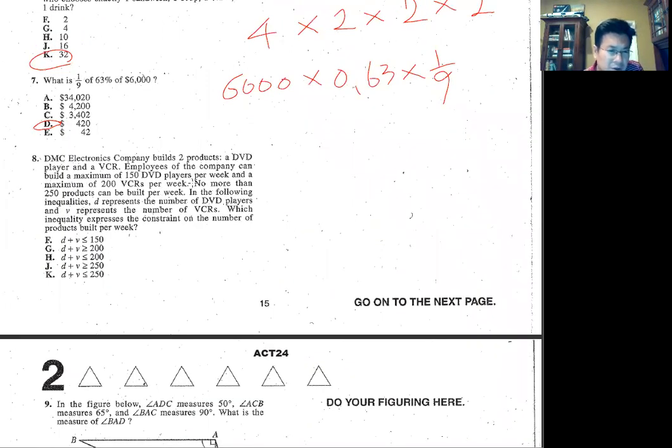An electronics company builds 2 products, DVD player and VCR. The company can build a maximum of 150 players per week and a maximum of 200. No more than 250 products can be built per week. Which inequality, where D represents the number of DVDs and V represents the number of VCRs per week? So it says total together, you cannot build more than 250. So less than or equal to 250 is K.